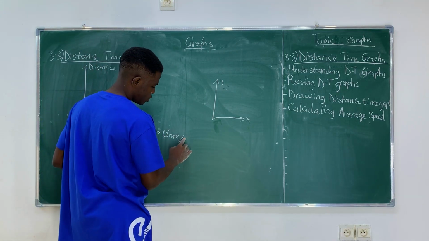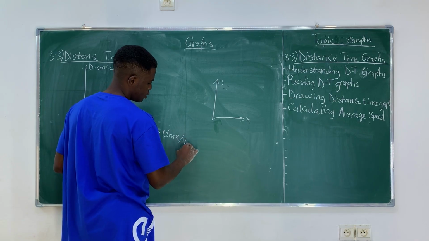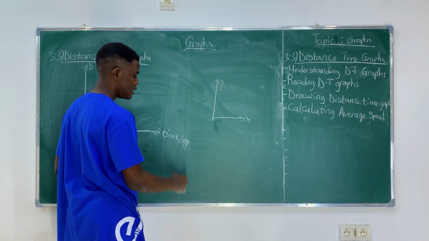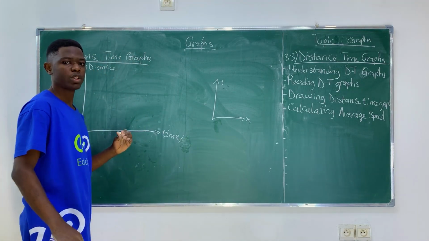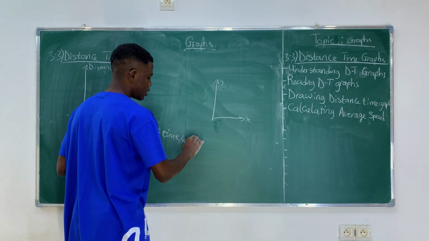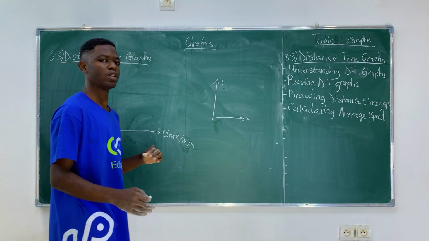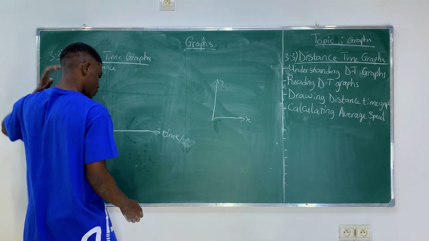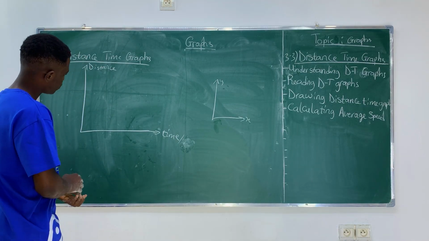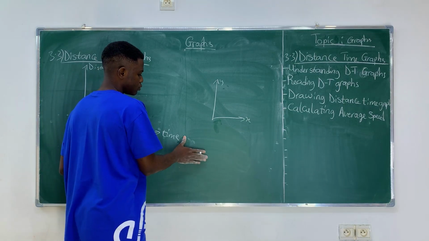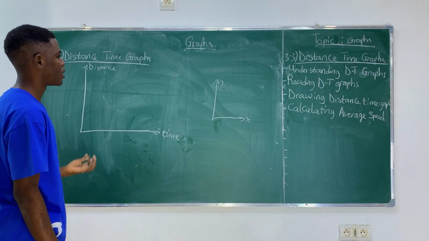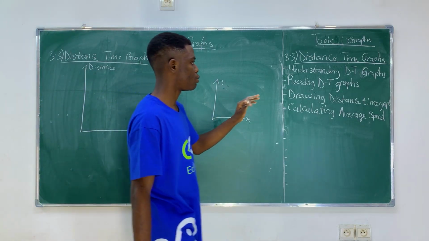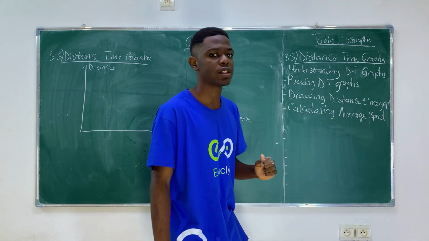Time can be in seconds, minutes, hours, days, years, decades. Many units of time, usually it is in minutes or hours. When we talk about cars moving, we talk about somebody moving, we usually talk about minutes. So, this is how the distance time graph is going to look like compared to our distance and time. Just doing a small brief on it, just for you to understand what the distance time graph is.